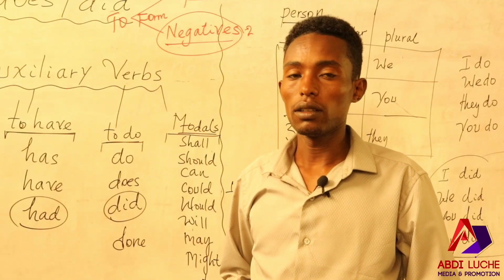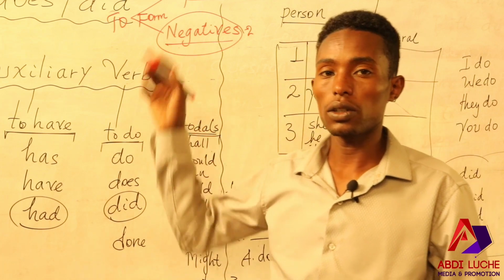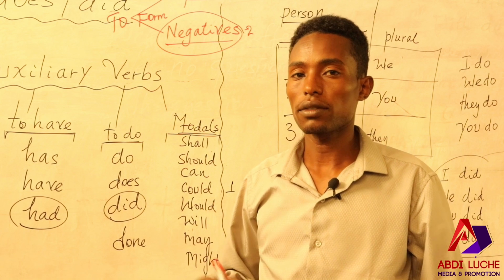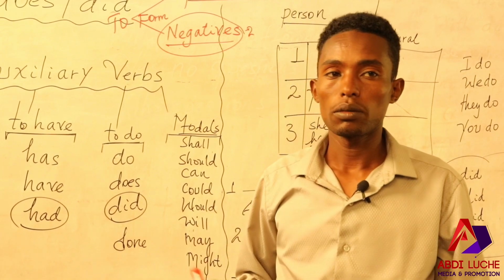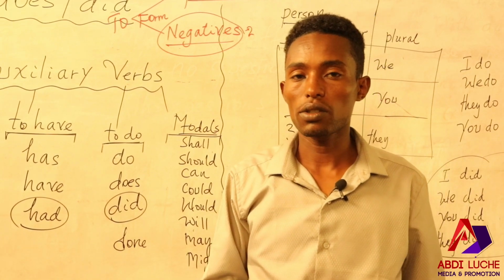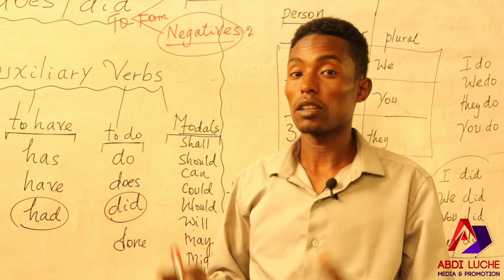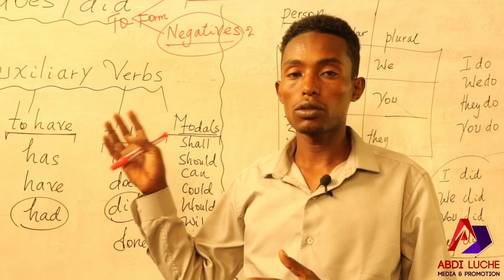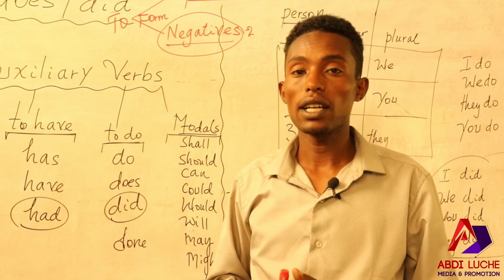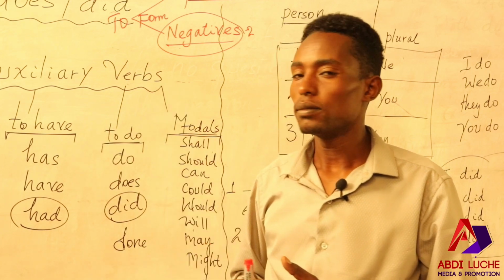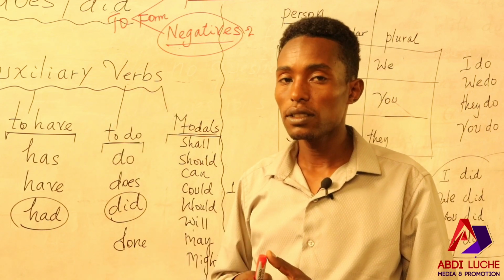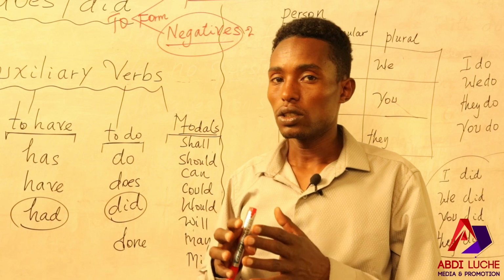Hello, let's get started with our lesson 3. In our previous 2 lessons, we have seen that the 2 points, WH questions and yes or no questions, are most related. Today also, I'm going to talk about do, does, and did. How do we use did, does, and do?